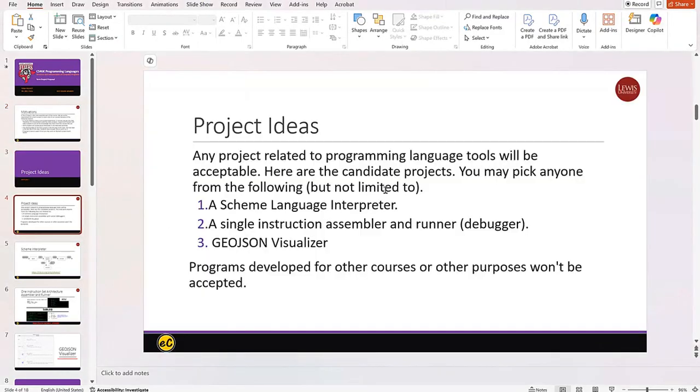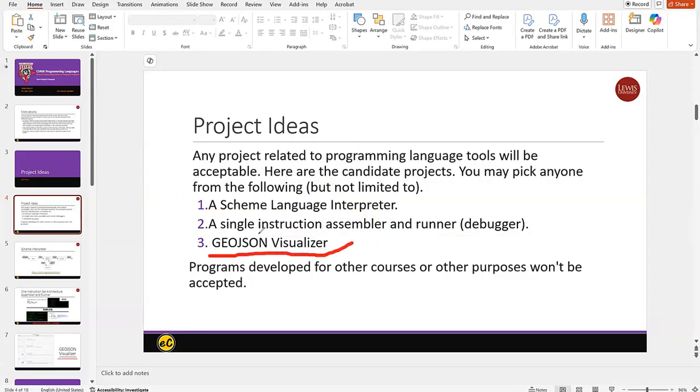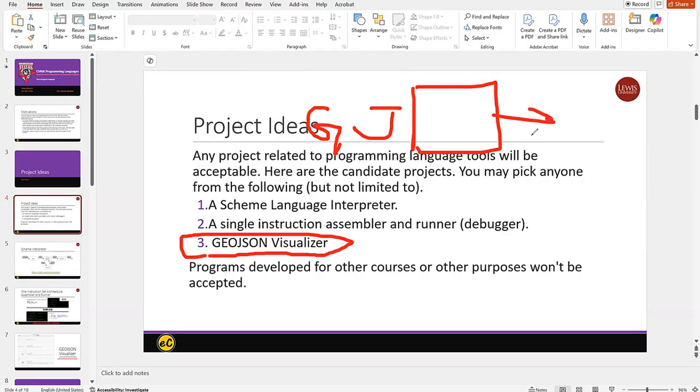So the project idea is open, anything you can do. But if you want me to suggest, you can try a Scheme language interpreter. These are just suggestions. You can take them or not, either way. We don't force you to do just these three topics. If you cannot find anything, we pick one for a high-level language interpreter. Or if you want to do hardware design, you do a single instruction assembler, to design an assembler. Or if you want to do AI, you do a GeoJSON visualizer that translates from the GeoJSON data format to a geometric object drawing. That's also okay. So from language to visual drawing, that's also okay.